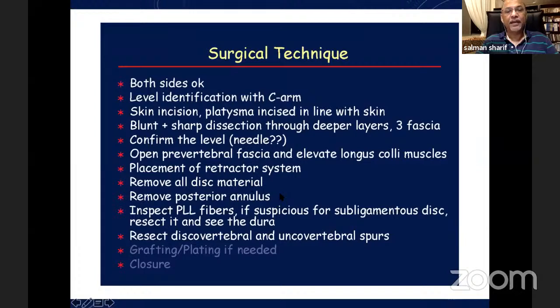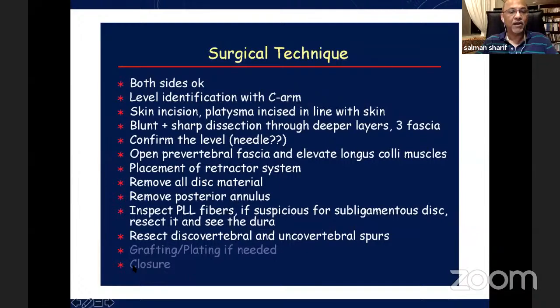You remove whatever osteophytes you have anteriorly, you have to clear them before putting in your retractor. That is important, otherwise your retractor will not hold in there. So all those anterior osteophytes need to be removed at that time. And then you remove all the disc, you remove the posterior annulus, and there's a trick of taking it out. And you need to inspect underneath that, make sure there is no disc.